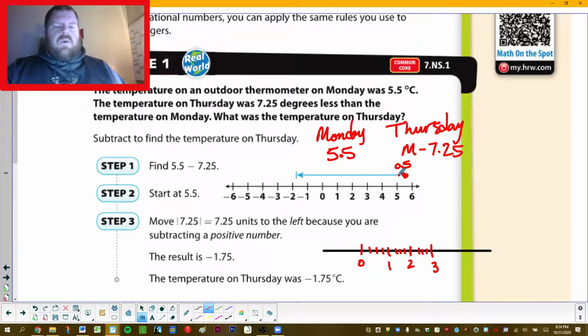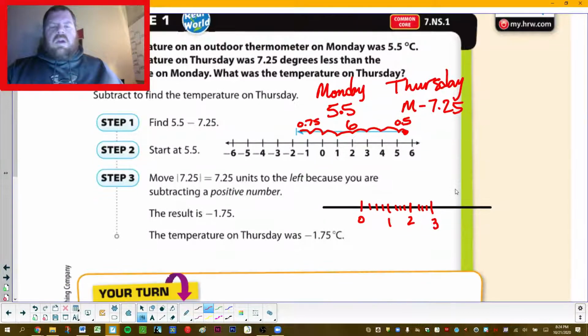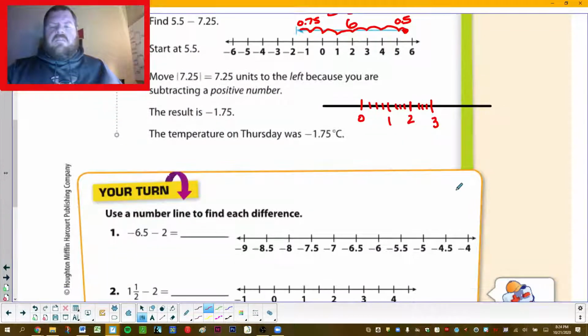So I've gone past my 0.25 that I have available as a decimal. So let's go 6 units. 1, 2, 3, 4, 5, 6. And then I want to go 0.75 as my last one. And if I add these together, I do get 7.5. Since I'm moving to the left, that means subtract. And we end up with 1.75.